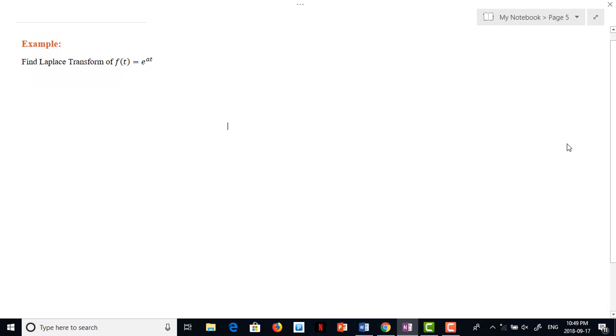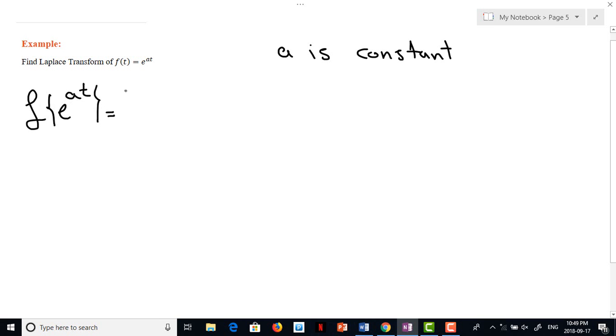In this example, we want to find the Laplace transform of one exponential function. So e to the power of at. In this case, a is a constant. So it can be 1, 2, minus 3, anything. So a is a constant. In order to find the Laplace transform, we have to just apply the definition. So we have the Laplace transform of e to the power of at is equal to the integral from 0 to infinity of e to the power of minus st f(t) dt.